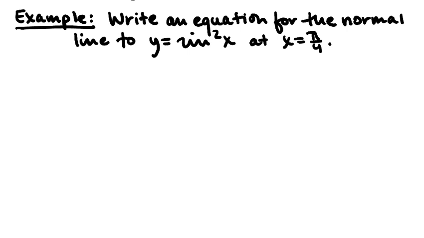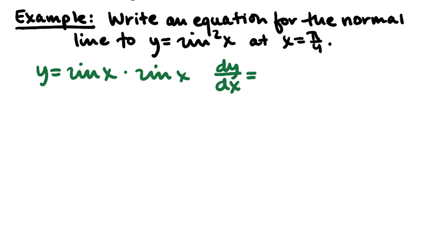So I'm going to go over here and say y is equal to sine x multiplied by sine x. All right, so I'm going to take the derivative real quick. Okay, sine x multiplied by cosine x, then add in cosine x multiplied by sine x.